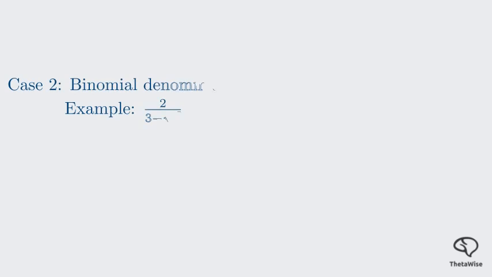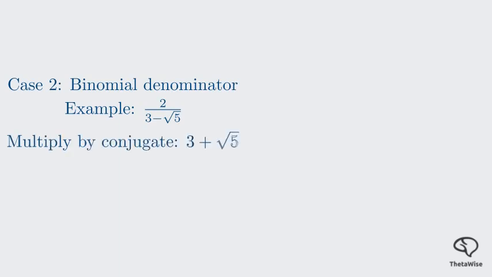Case 2 involves a binomial denominator, for example, 2 over the bracket 3 minus root 5. If the denominator is a sum or difference, like 3 minus root 5, we multiply by the conjugate. The conjugate is the same expression but with the opposite sign in the middle. On the top, we have 2 times the bracket 3 plus root 5, which is 6 plus 2 root 5.